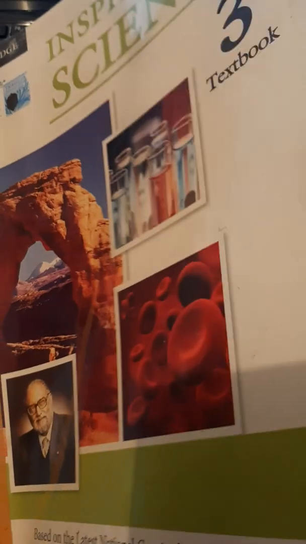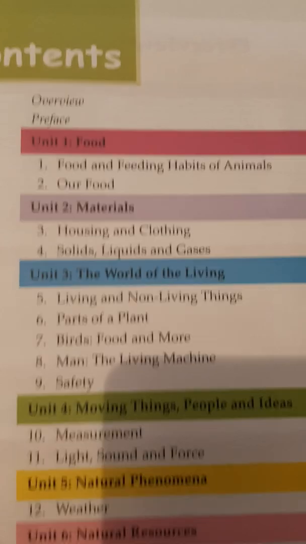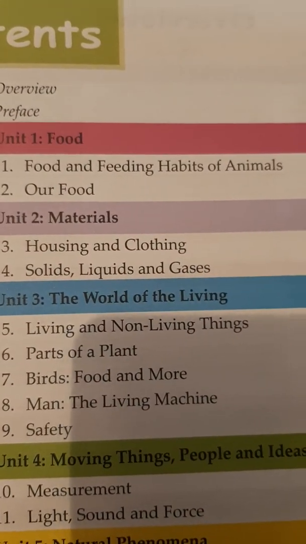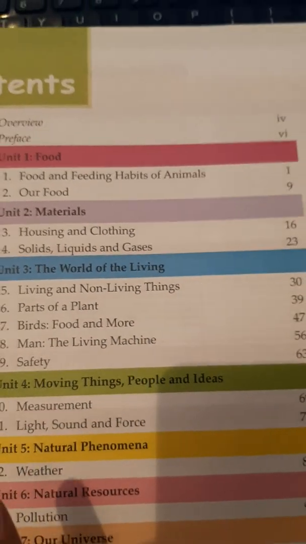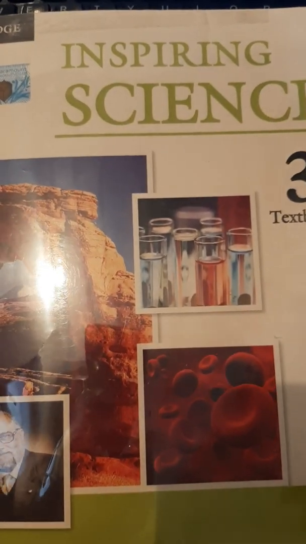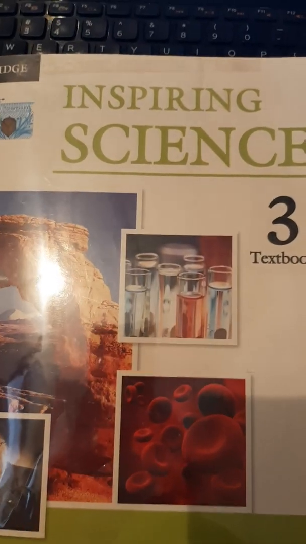We are going to start this book, and first let me show you the contents of the book. What's the first unit? It's about our food, and the first chapter of this unit is food and feeding habits of animals, that we are going to start today. First I will explain the concept of our food, and after that you will do reading yourself. All the difficult things I will explain in the concept, and you will do reading with the help of your teacher or your tutor or your mother.